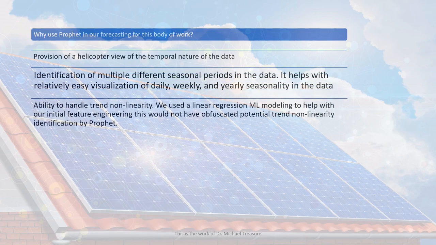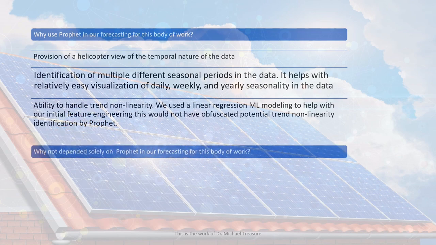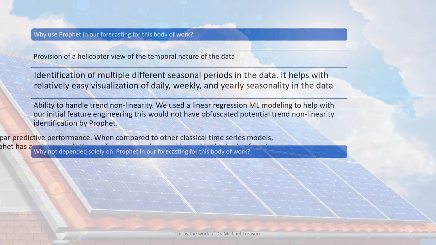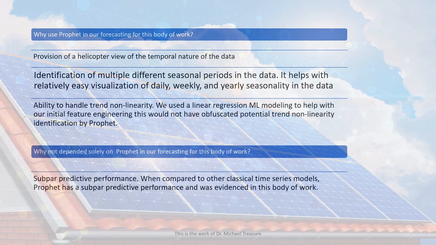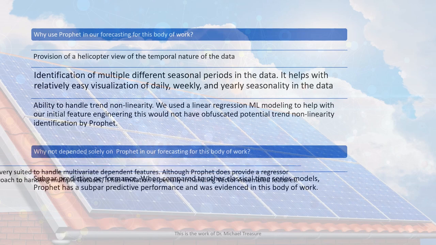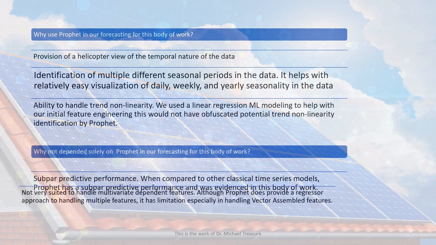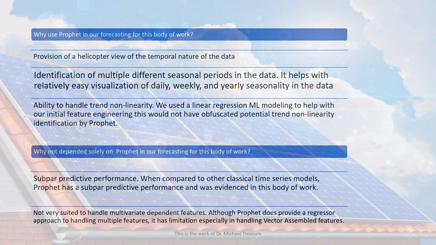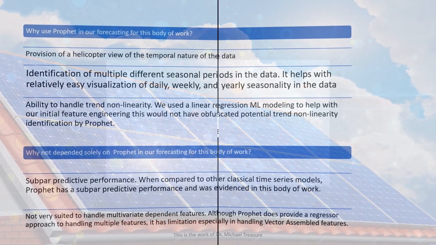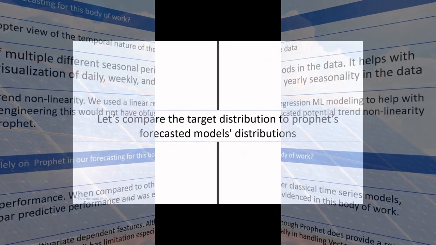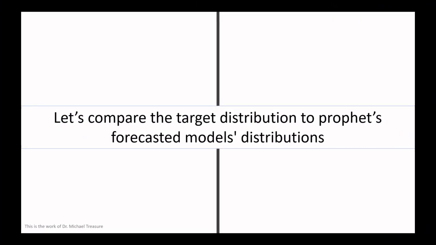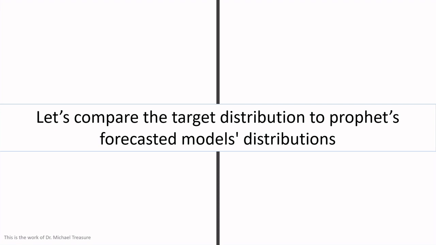Given the strengths of Prophet, why not use it solely for our forecasting solution? There are at least 2 reasons for this. 1. It is a documented fact that Prophet provides subpar predictive performance in a great deal of scenarios. 2. Prophet is not ideally suited to handling multivariate dependent features. It does provide for a regressor approach in overcoming some of this, but in general it is limited, especially in handling vector-assembled features. Here we compare Prophet's forecast distribution with the distribution of the target.